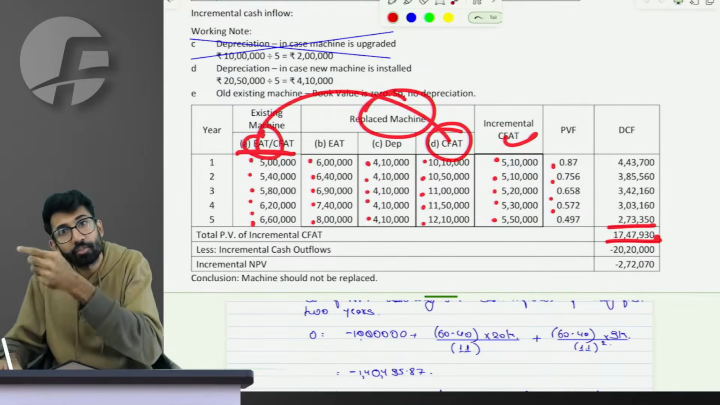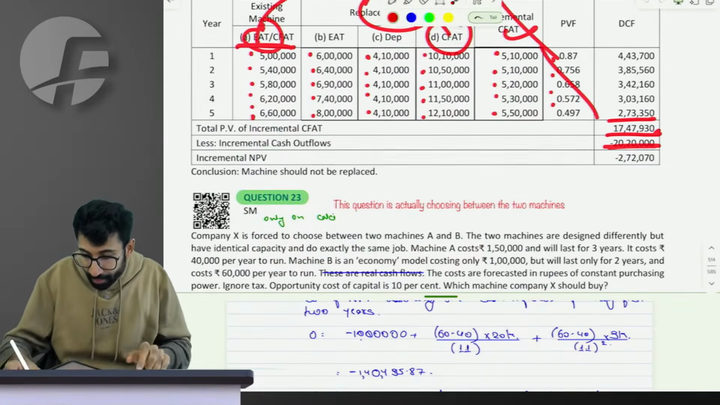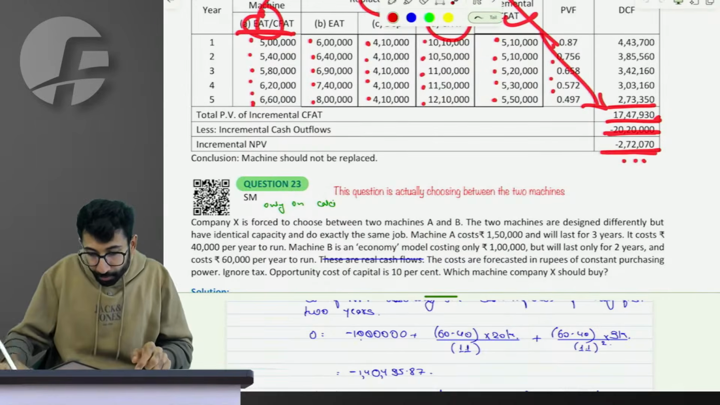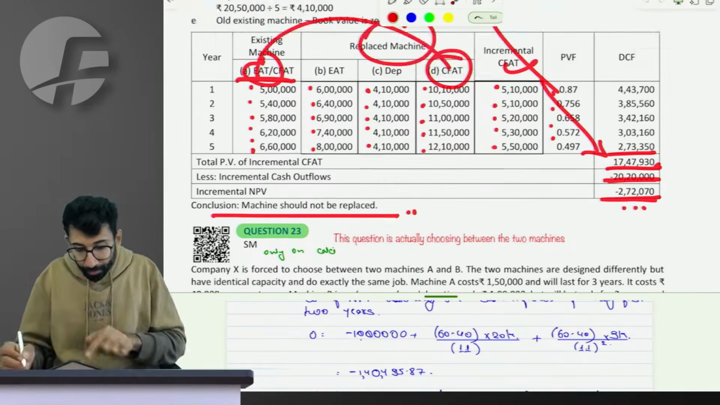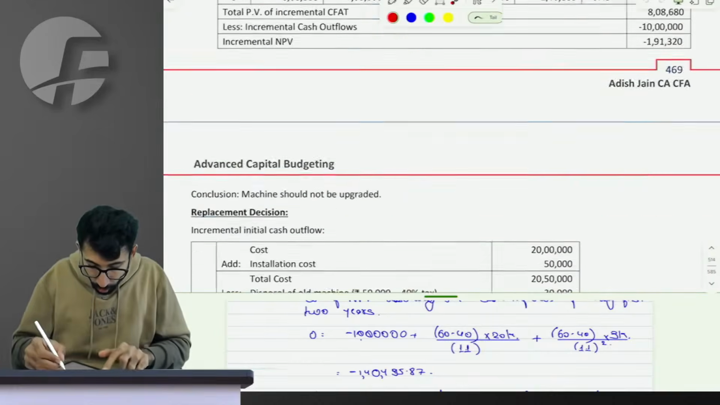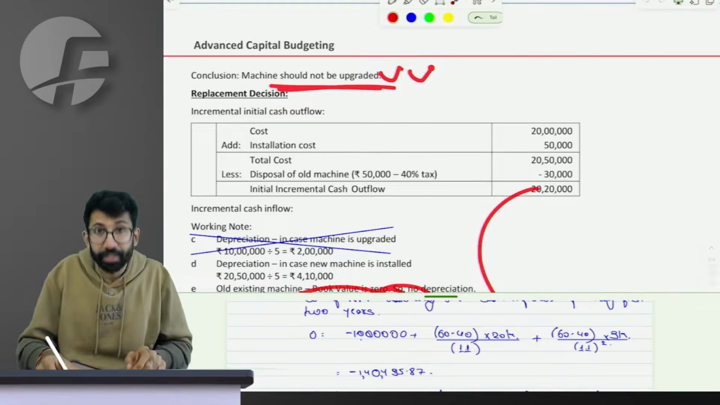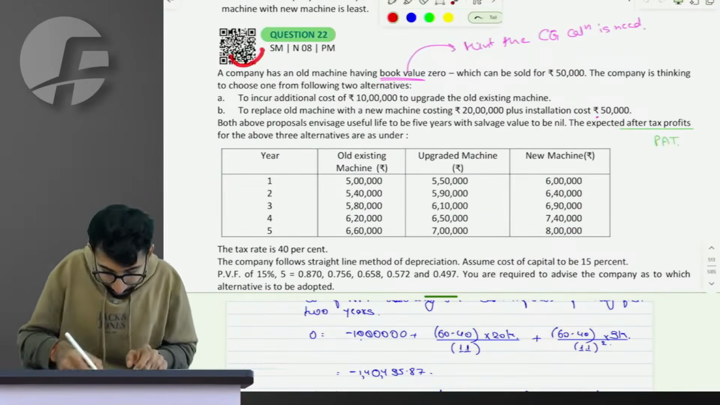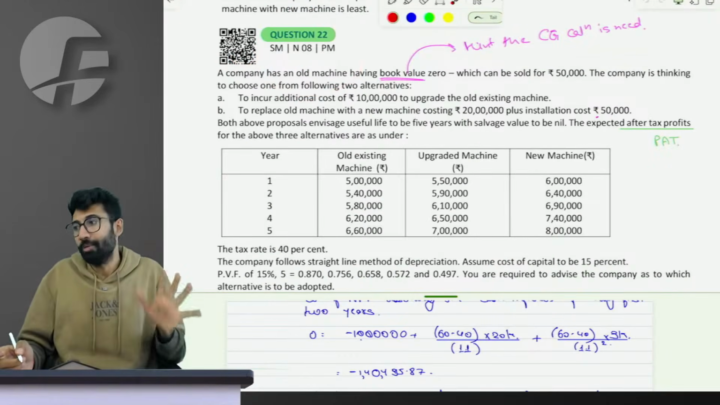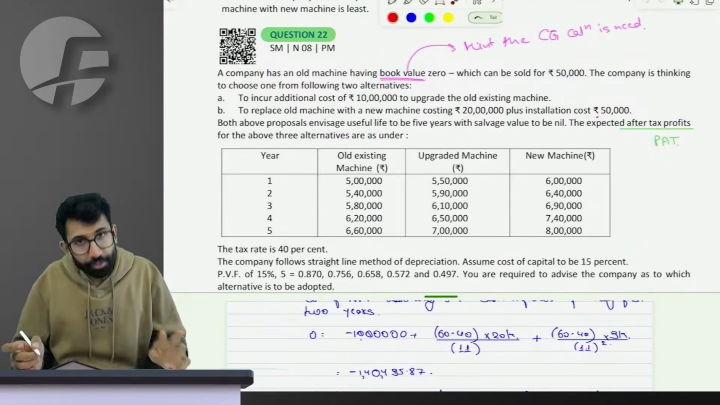But to get these extra inflows, today you have to spend 20 lakhs 20,000 as your extra outflow, and the overall incremental NPV is negative, which means you should not replace. Previously we said you should not upgrade. Conclusion was you should not upgrade. Now we say you should not replace because both the incremental NPVs are negative. Question 22, done. One topic, 2 questions done.